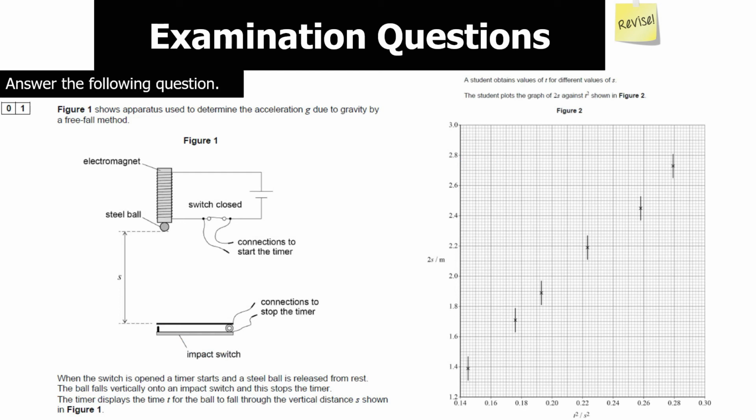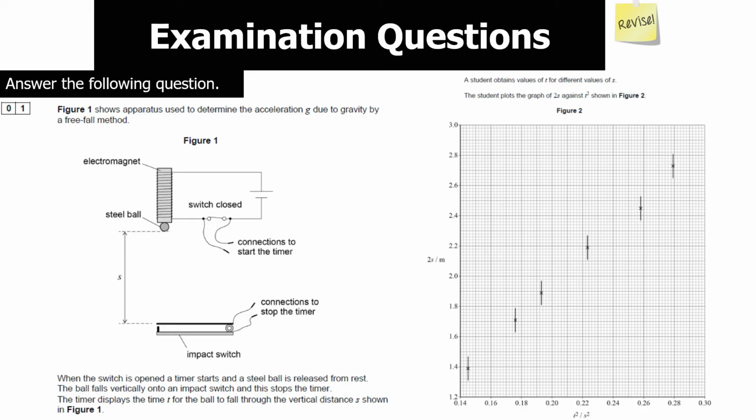Now the next question says, figure 1 shows apparatus used to determine the acceleration g due to gravity by a freefall method. When the switch is opened, a timer starts and a steel ball is released from rest. The ball falls vertically onto an impact switch and this stops the timer. The timer displays the time t for the ball to fall through the vertical distance s shown in figure 1. A student obtains values of t for different values of s.